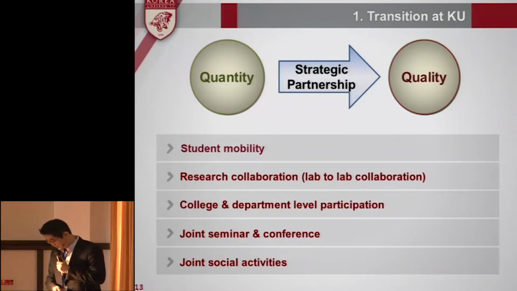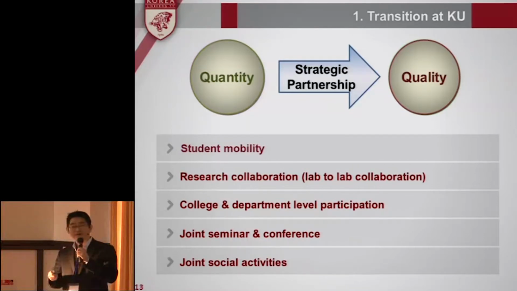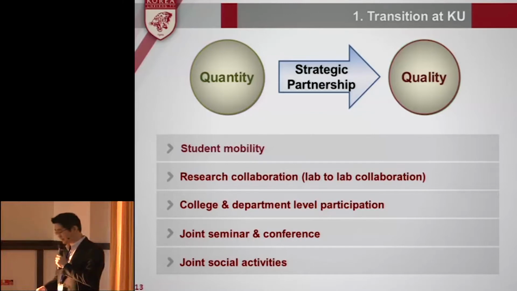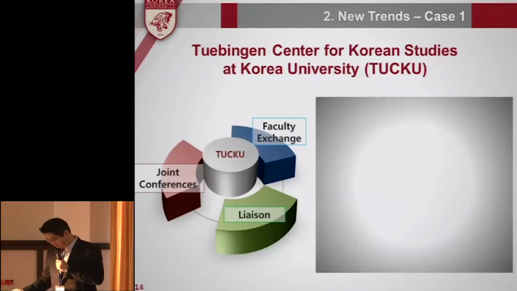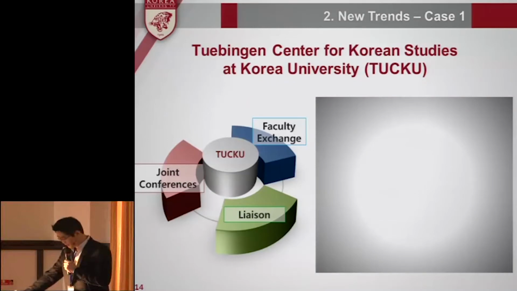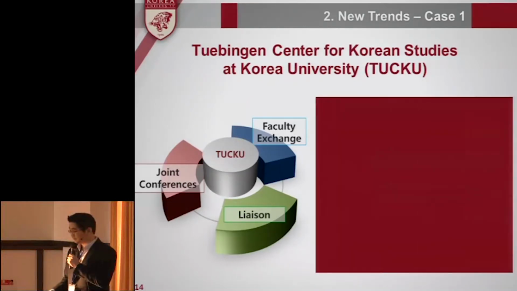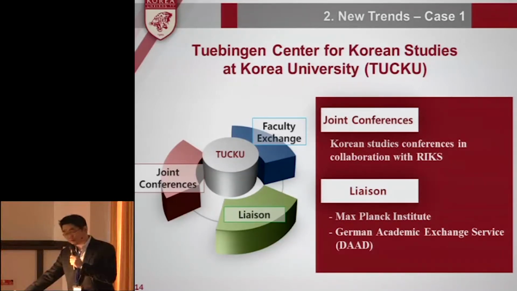And in the new trends section, I'll introduce some cases of how KU diversified its international activities. One of the examples of the result of the strategic partnership scheme is the one that we have with the University of Tübingen. We already had existing partnerships with the University of Tübingen. It was only about the student exchanges.